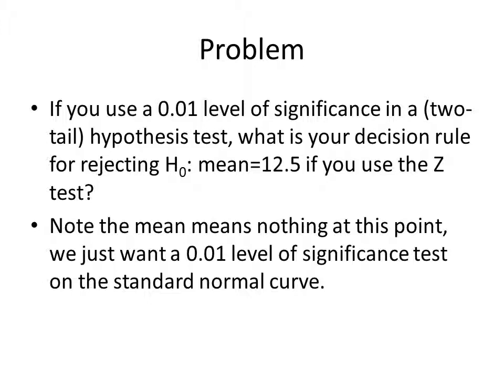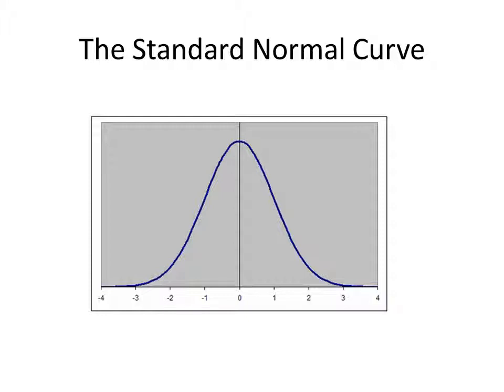Now note that the mean, in this case, means nothing at this point because the value of 12.5 is not really what we're interested in. We simply want a 0.01 level of significance test on the standard normal curve. Okay, and we're now looking at the standard normal curve. We're assuming a mean of 0 and a standard deviation of 1.